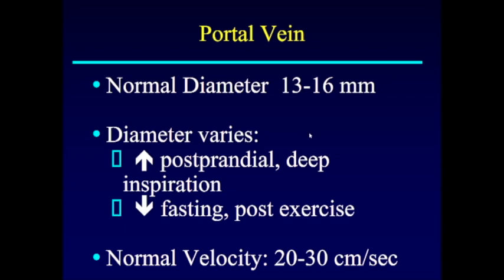You have to remember that diameter varies. If the patient is postprandial or takes a deep breath in, the diameter increases. And if the patient has been fasting or is post-exercise, the diameter decreases. The normal velocity is anywhere between 20 and 30 centimeters per second.